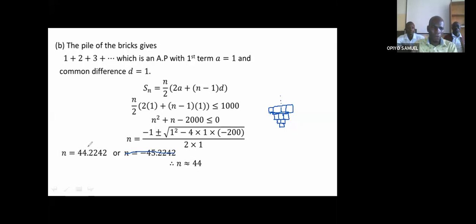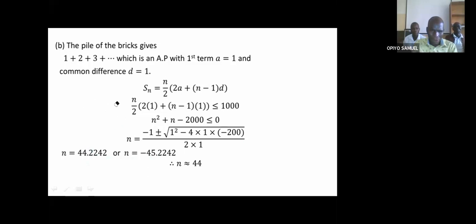And when we round off, since this is less than 5, we just simply truncate. We chop off from here, so we remain with n equals 44. So that is the value of n. Now we need to go and check. We need to verify the sum.